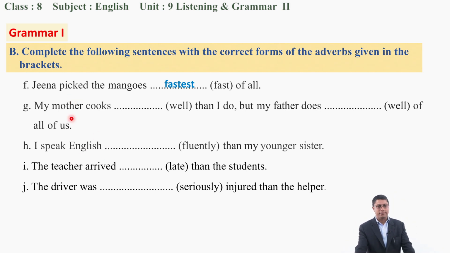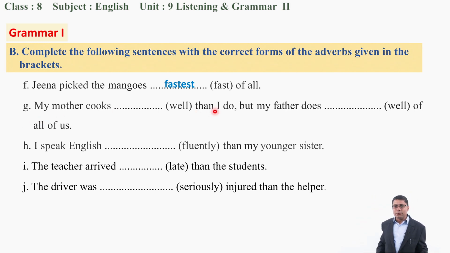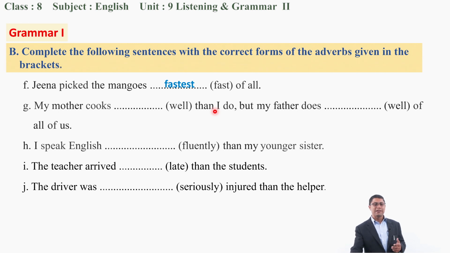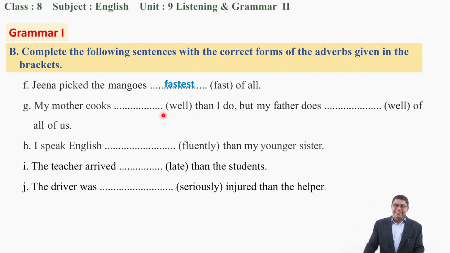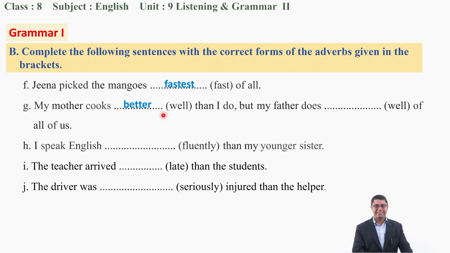Let's look at the first one. My mother cooks than I do. So see, there is a comparison between two, my mother and I. That's why comparative form of well. But what is the comparative form of the adverb well then? What's the comparative form? Can you say? All right, that's good. It's better. Very good. Well done.